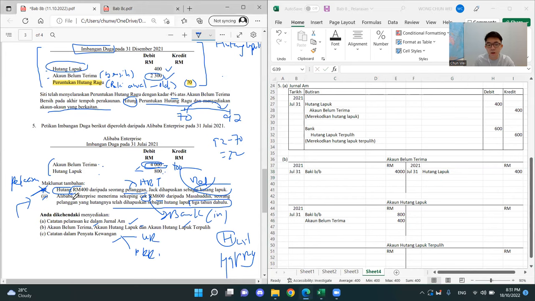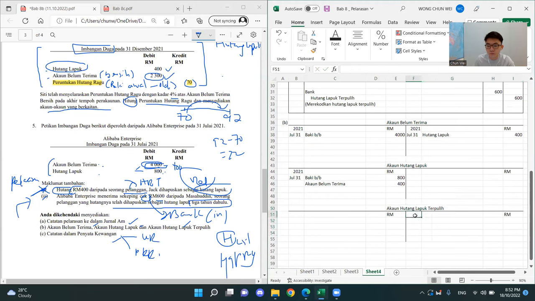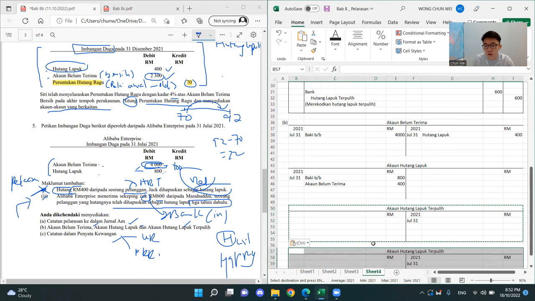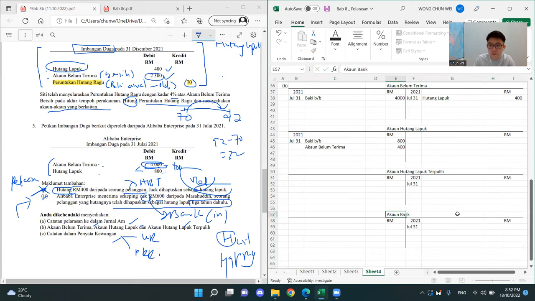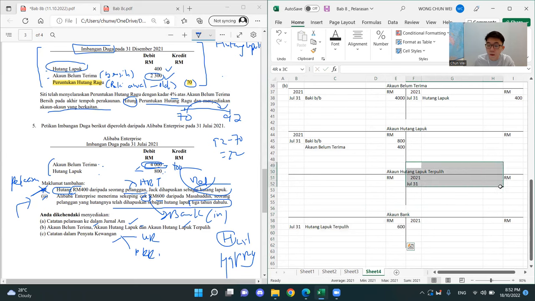That's the first one. The second one, the hutang lapuk terpulih. Okay, so whenever you have a hutang lapuk terpulih, I have to credit my hutang lapuk terpulih. So here, when I credit my hutang lapuk terpulih, actually, I have to debit my bank. But then here, do we have to do account bank? The answer is no, isn't it? But if you want to do an account bank, let's say you're not sure, so how does it show, right? So it will show here, isn't it? So when I menerima wang, I have to debit my account bank because money comes in. So here, daripada mana? Daripada hutang lapuk terpulih. Berapa? 600 ringgit. Okay, so if you debit the account bank, I have to credit my hutang lapuk terpulih here. I write bank and it is 600 ringgit.